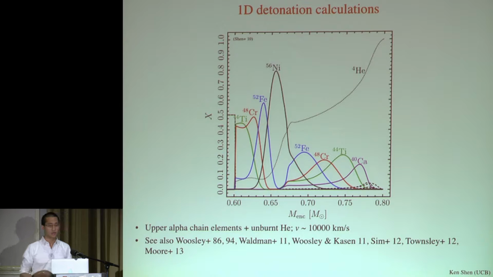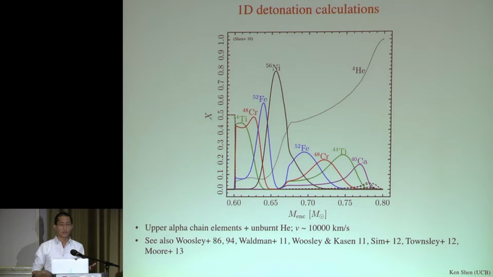Another interesting thing is there's a fair amount of unburnt helium towards the surface because the densities are lower, so the time scales for burning are longer, the length scales are longer, and so you don't burn completely. But you still burn some of it. You still burn something like 50% of that stuff towards the iron peak. And as a result, you're releasing nuclear energy throughout the envelope. It's something like 10^18 ergs per gram for burning helium. And that results in velocities of order 10,000 kilometers a second.